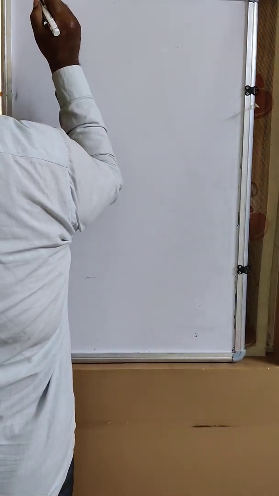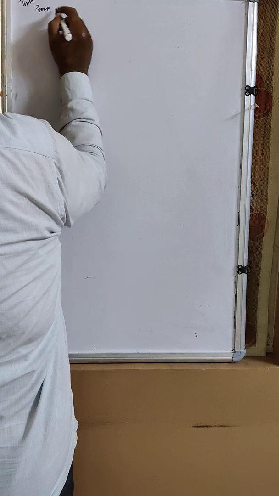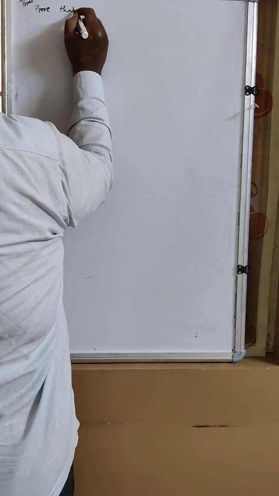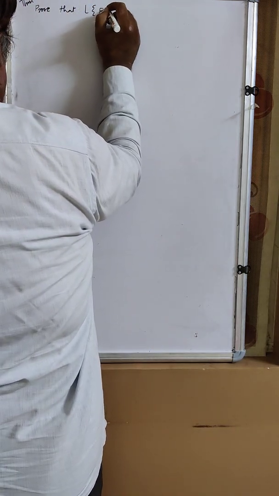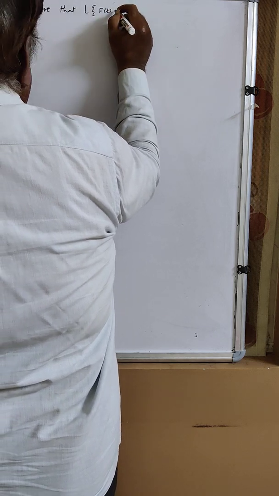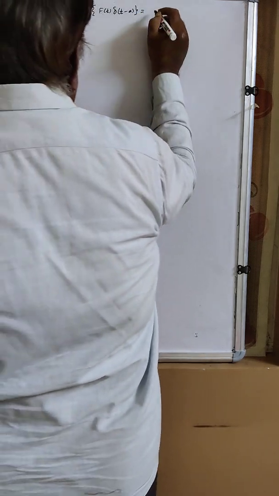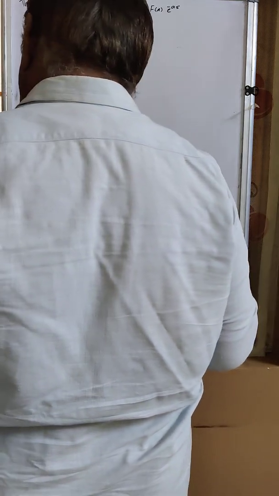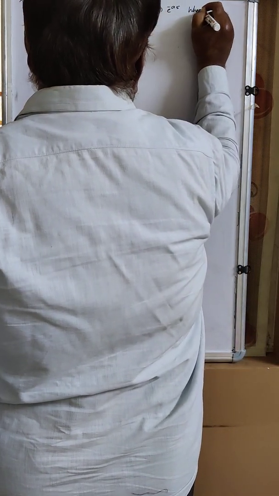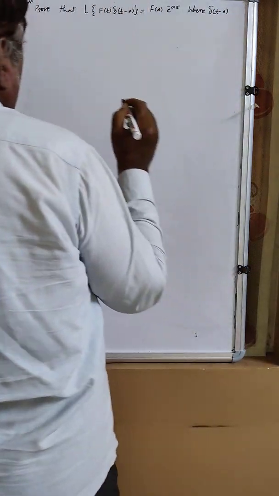Laplace transform theorem. Laplace of f(t) delta of t minus a is equal to f of a times e raised to minus as, where delta of t minus a is a Dirac delta function.